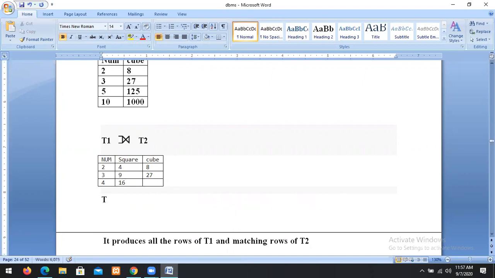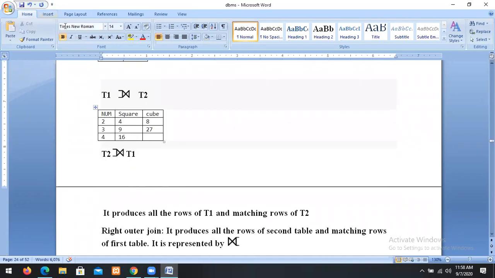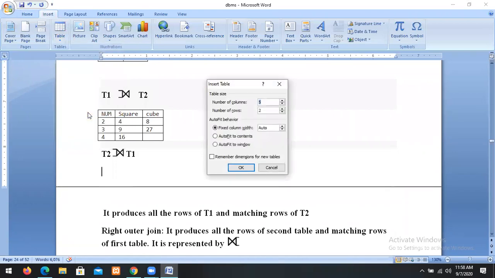T2 left outer join T1. Suppose T2 left outer join T1, then all the rows of the first table, this is the first table, all the rows of the first table. So then the output is all the rows of the second table. So here the first table is T2, so it contains 3 columns.